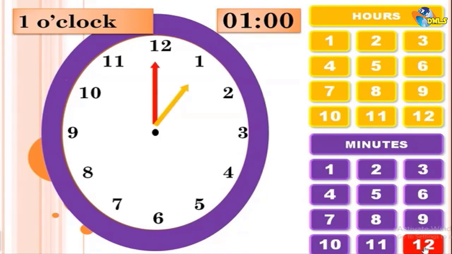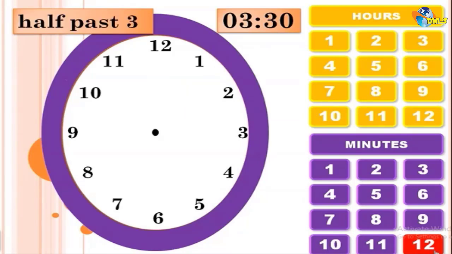Perfect. Another question. I want you to draw the hands of the clock to show the time. The time is 3:30. So the minute hand should be pointing to 6. Excellent. And what about the hour hand? It's 3:30, so it will be pointing to 3. So the time is 3:30.